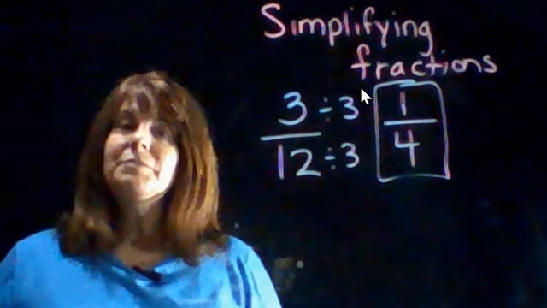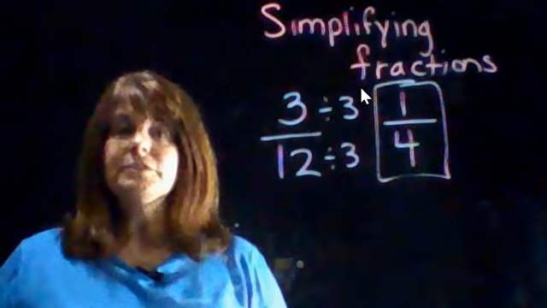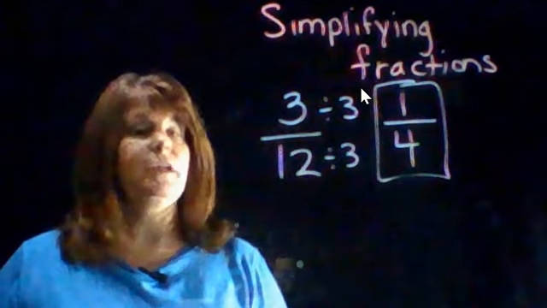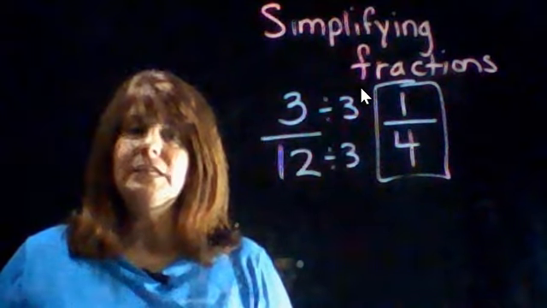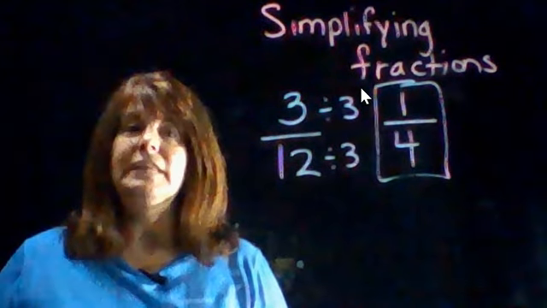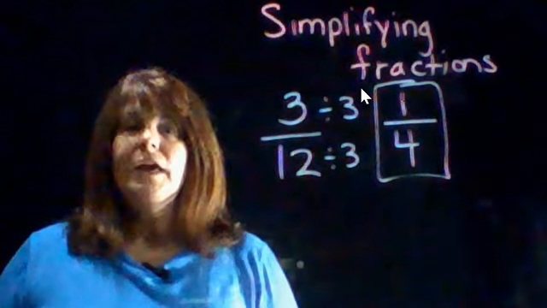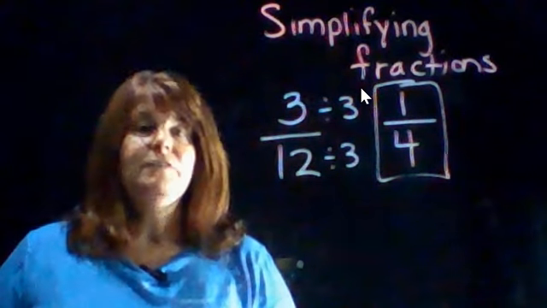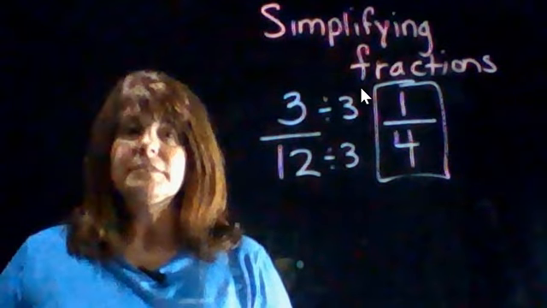And there you have simplifying fractions. Use your rules of divisibility to figure out what number can evenly divide into your numerator and your denominator, and continue until you can no longer divide anything into both. Go ahead and watch this video again and then practice. And if you need help, please let me know in class.